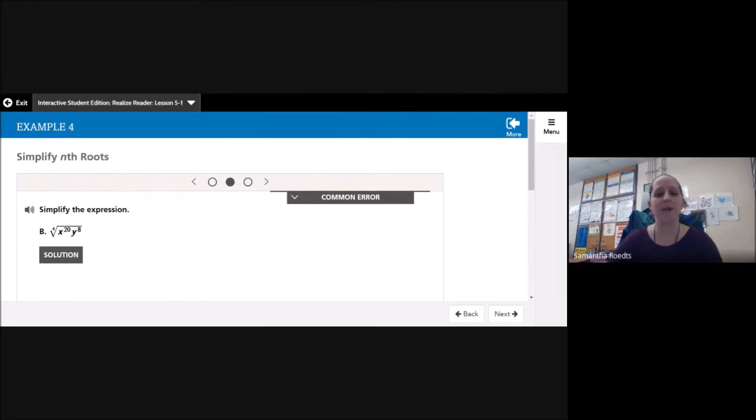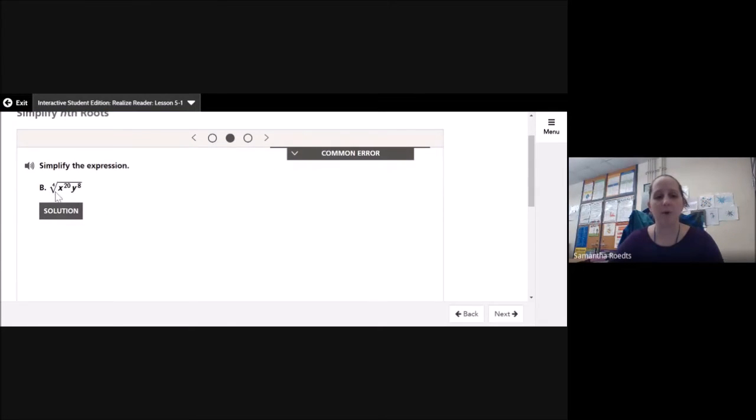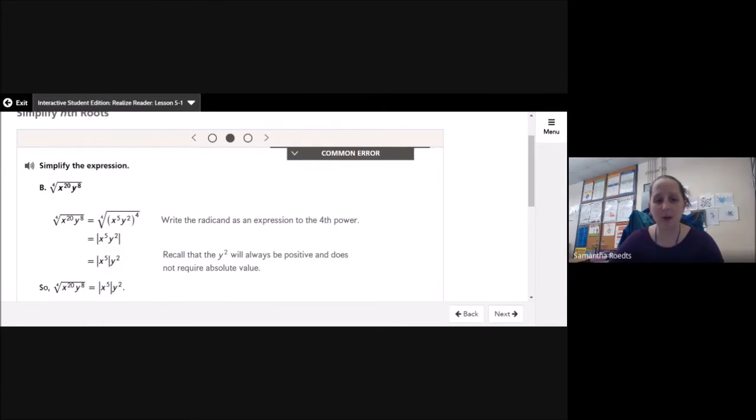All right, so I want to simplify the expression, the fourth root of x to the 20th, y to the 8th. So again, I rewrite the expression as a radical with a 4th power. 20 would give me 5 to the 4th. 8 becomes 2 to the 4th, because 2 times 4 is 8 and 5 times 4 is 20. So this is the absolute value because it's an even root. So the absolute value of x to the 5th y squared.